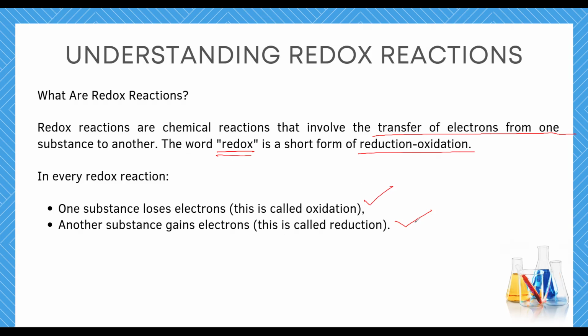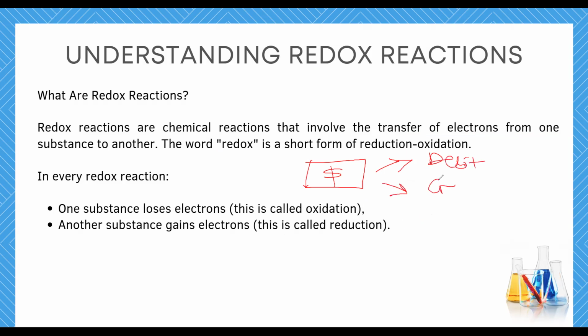Now, think of it this way. When you transfer money to a person, you get a debit alert while the person gets a credit alert. Now, the two processes happen at the same time. So redox reactions are kind of like that. One substance is getting a credit alert by gaining electrons. Another substance is getting a debit alert by losing electrons.